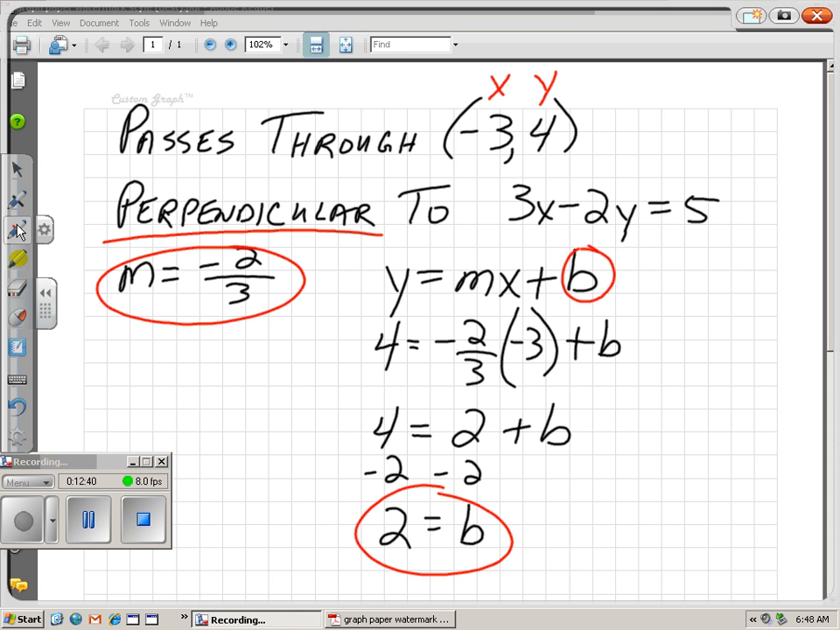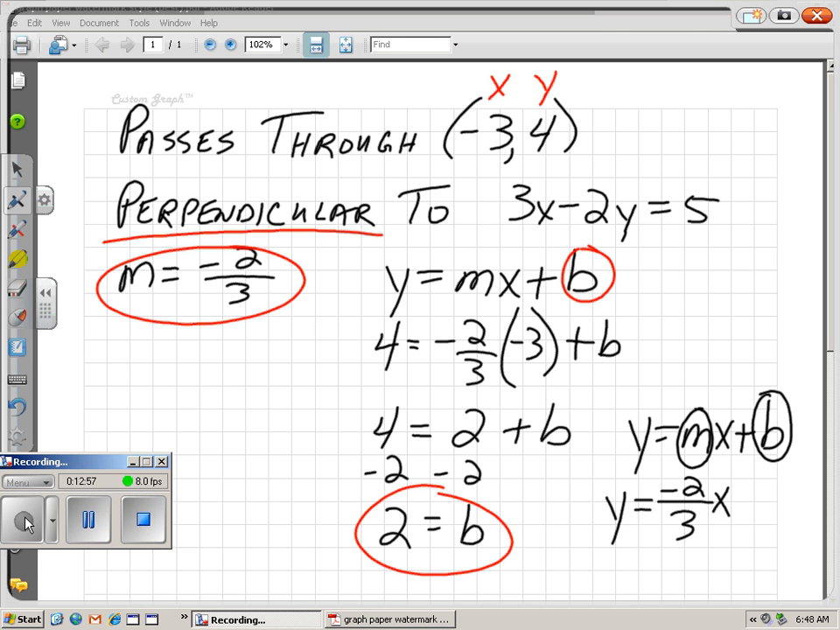I can write my equation. All right, so to write the equation, one more time, you need an m and a b. You need your slope and you need your y-intercept. So y equals, we figured out that my slope is negative 2 over 3 x, and our y-intercept is 2, and it's positive, so we write plus 2. So there's the equation of our line.